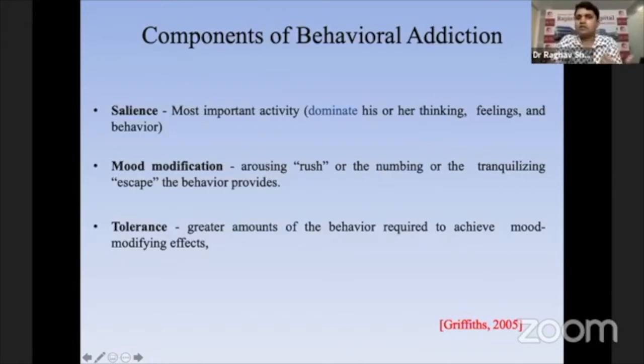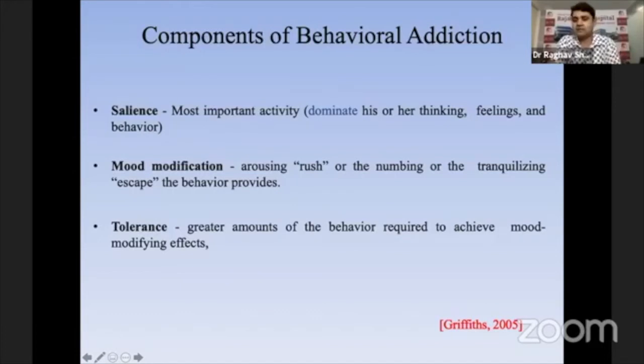What are the major things on which these criteria are based? So major things are salience. That is, these addictive behaviors become one of the most important activities in the thinking and feeling of that person. There is a mood modification. That is, when an adolescent who wants to use video games all the time is not able to use it, he would not appear that interested or that happy. But as soon as he gets his gadget, there would be an appreciable change in his mood.